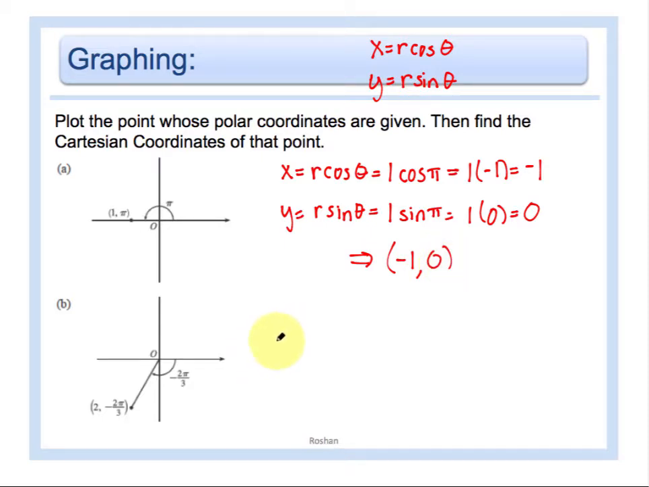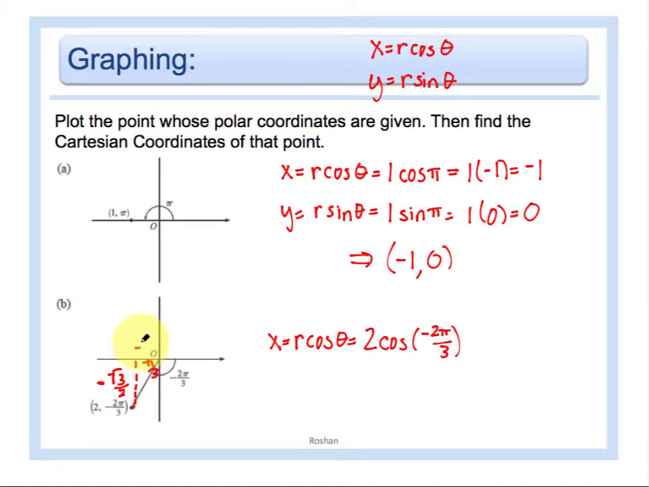In this one here, we have x equals r cosine theta, which is r in this case is 2, and then we have the cosine of negative 2 pi over 3. So what is the cosine of negative 2 pi over 3? Well, let's just make a little triangle here. So if this is negative 2 pi over 3, I have pi over 3 left, which is 60 degrees. Opposite the 60 degrees is root 3 over 2. But since we're going down, that's negative.